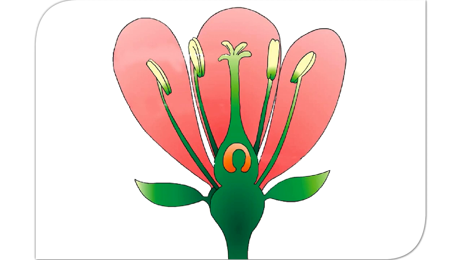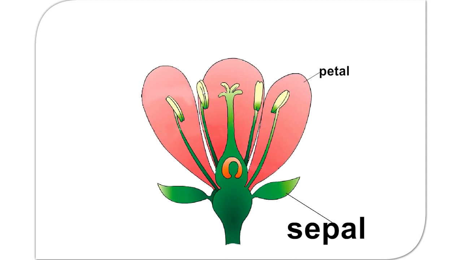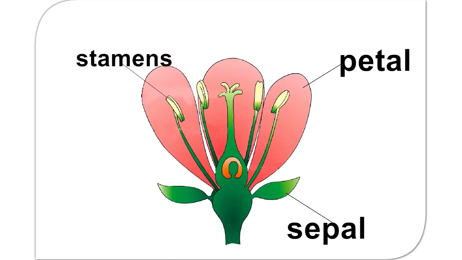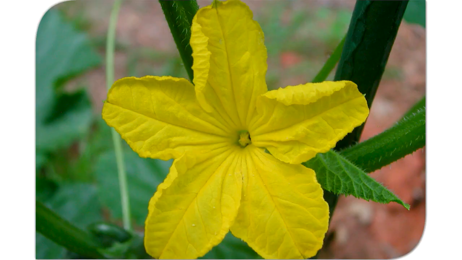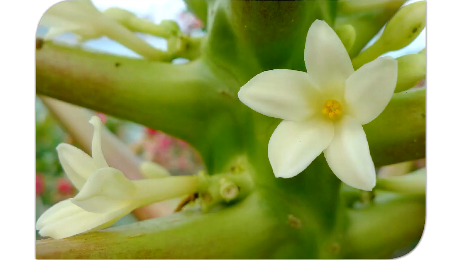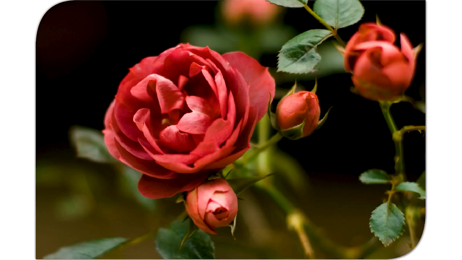A complete flower has all the four whorls: sepals, petals, stamens, and pistil. Flowers of plants like watermelon, cucumber, papaya contain only one reproductive organ, that is only the pistil or stamen. Such flowers are called unisexual flowers.